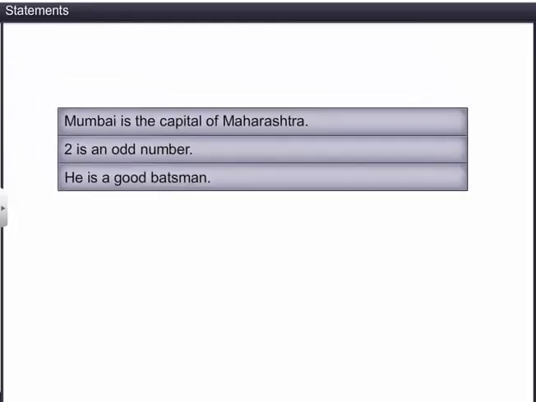We know that Mumbai is the capital of Maharashtra, and thus this sentence is true. The second sentence, 2 is an odd number, is false. Let's consider the third sentence. Here, the information is not sufficient to say whether this sentence is true or false. Here the word he is uncertain. Even if we know the batsman, it is not sufficient to decide whether he is a good batsman. This again depends on the perception of a person. It means that the given sentence is ambiguous.